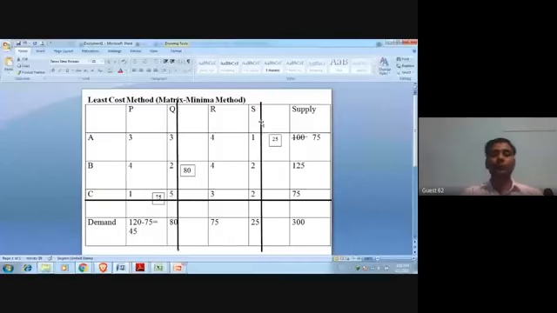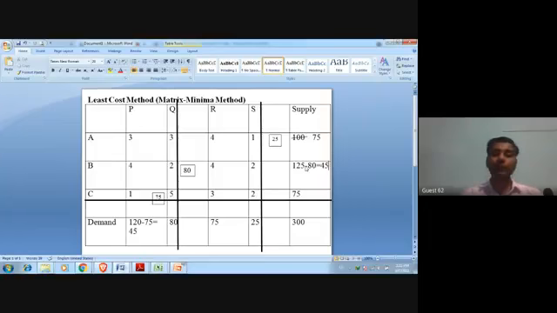Okay, but after giving the 80 units to the Q, how many units are left with factory B? So we will reduce 80 units from the 125 units because initially factory B has 125 units and it has given 80 units to the warehouse Q. So how many units are left? 125 minus 80, that is 45.